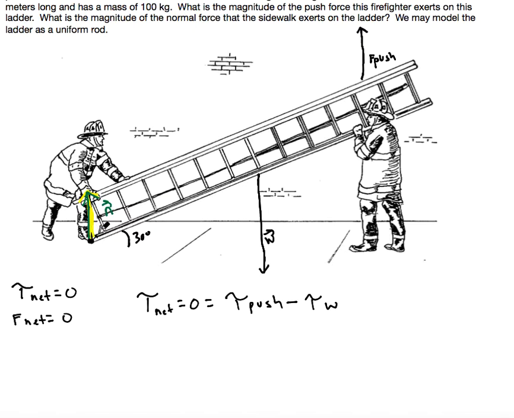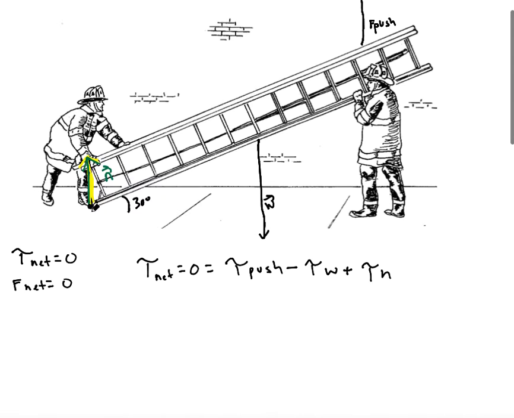Now, will the normal force cause a torque? Well, I think it's going to be no. But let's put it in so we can prove that to ourselves. So we can say plus torque due to normal. So again, we said our pivot point was here, the butt of the ladder, where the normal force is acting.